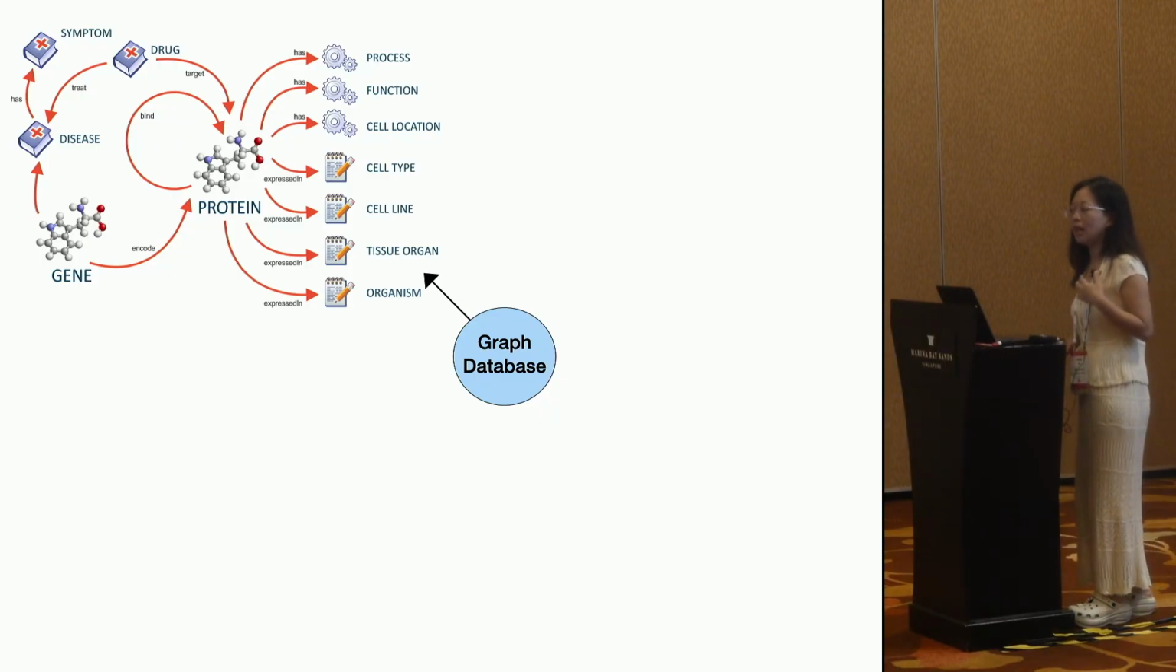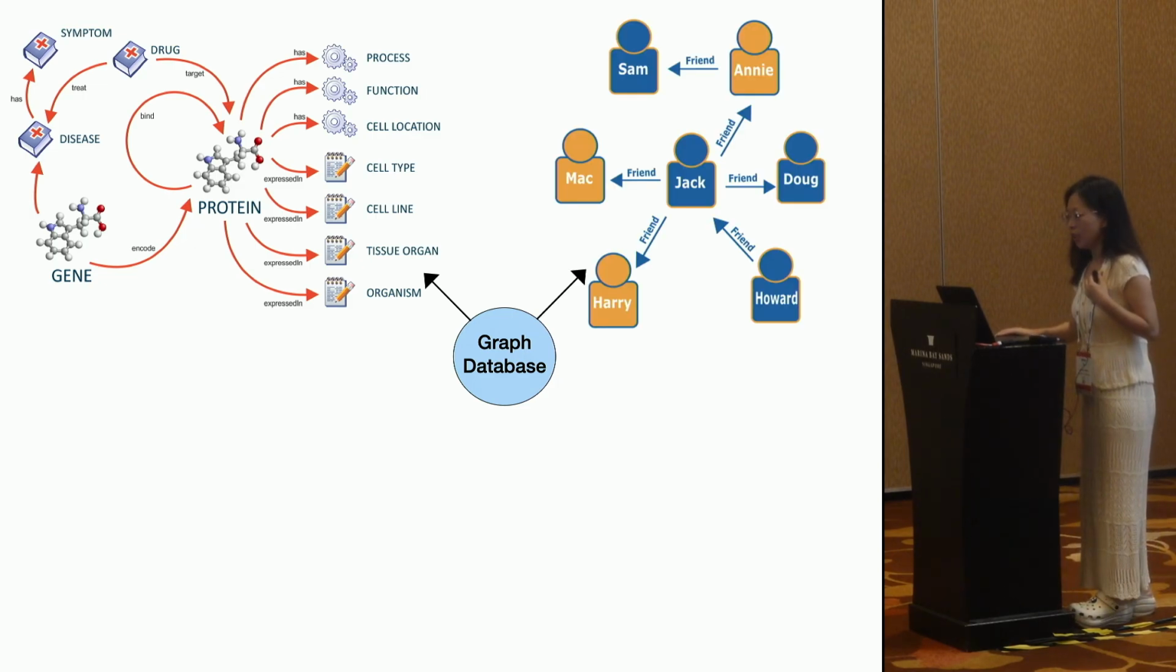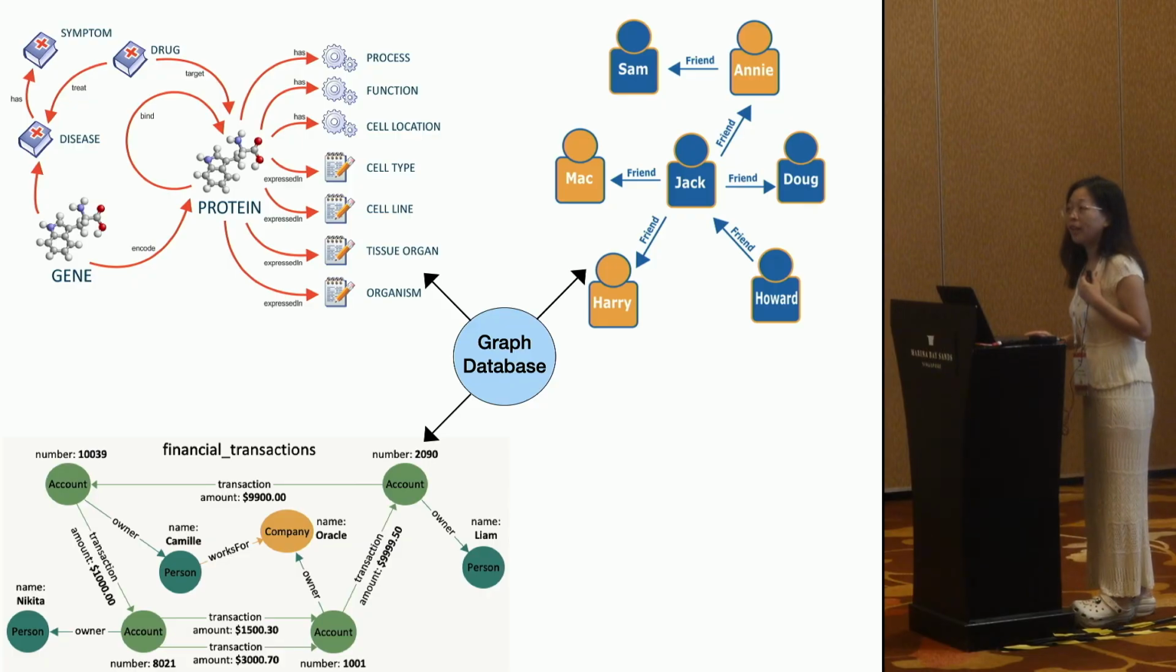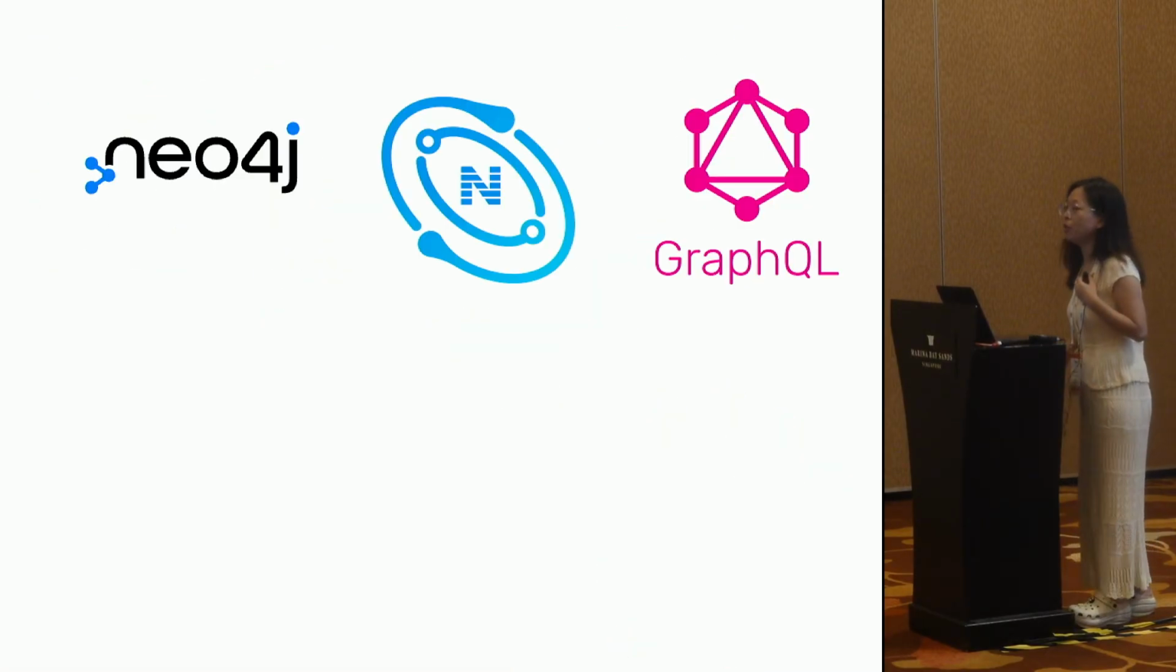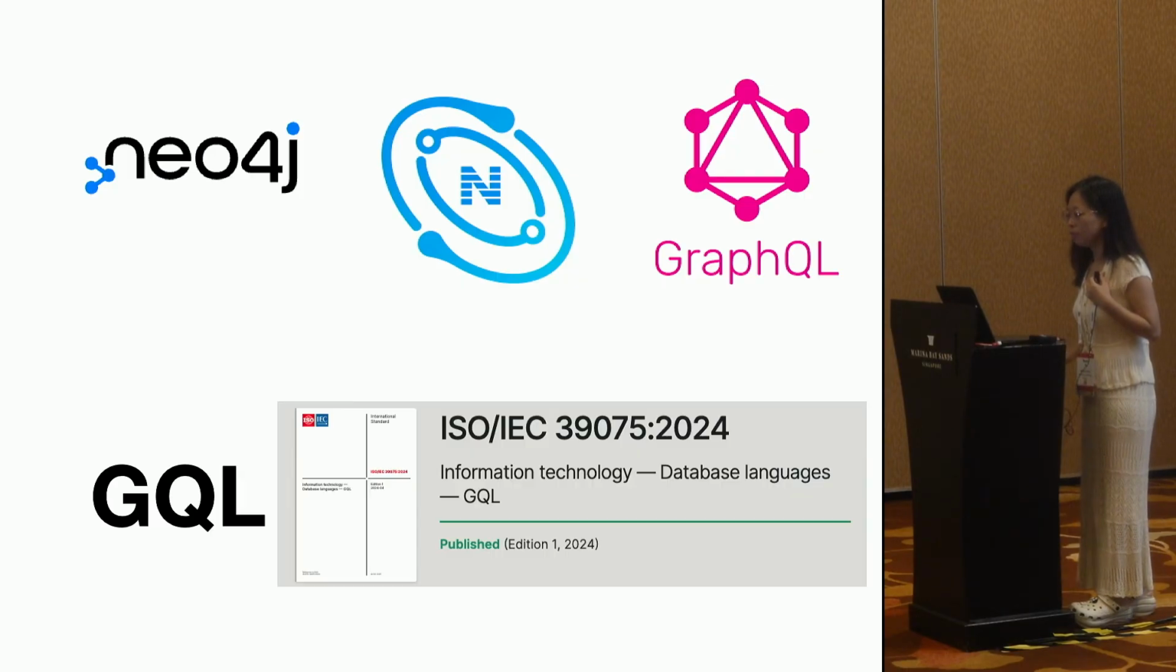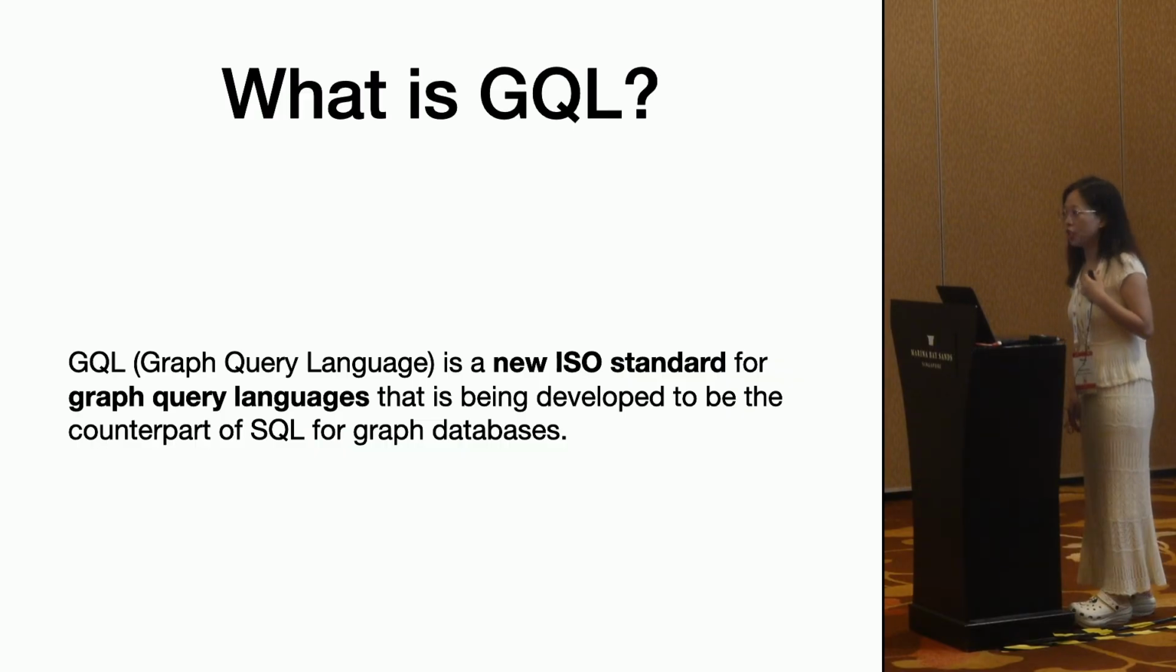So we know graph databases have become an important data management technology across various domains, including biology, sociology, finance, and also journalism. And there are query languages for querying graphs, like Neo4j, GraphQL, and also the newly proposed GQL. So what is GQL? GQL is a new ISO standard for graph languages that's being developed by the same teams that develop SQL.